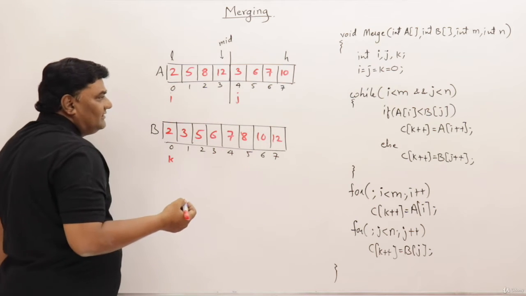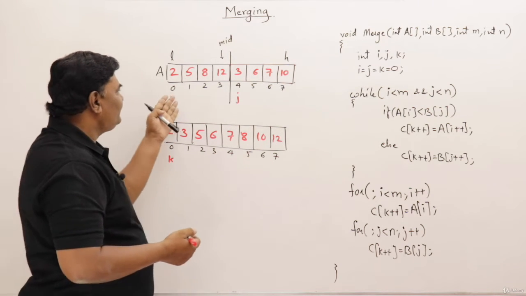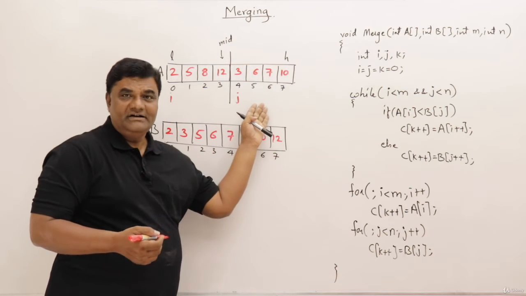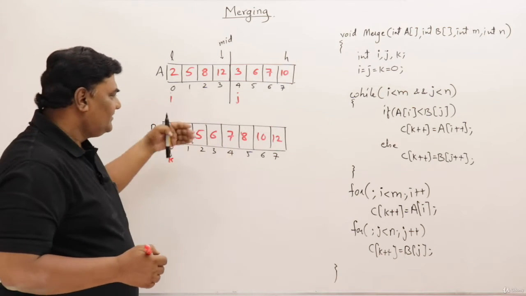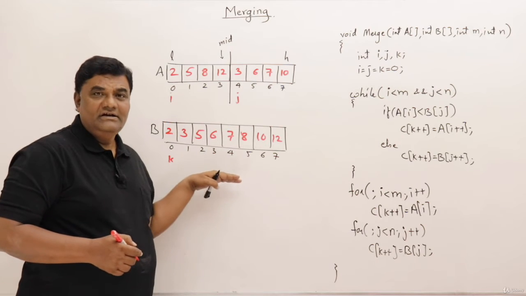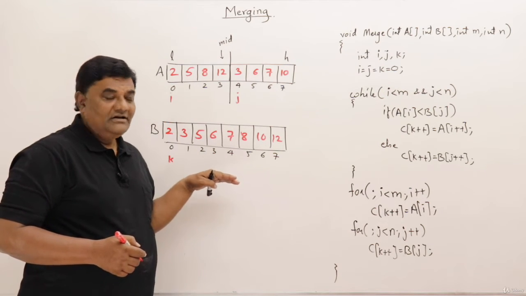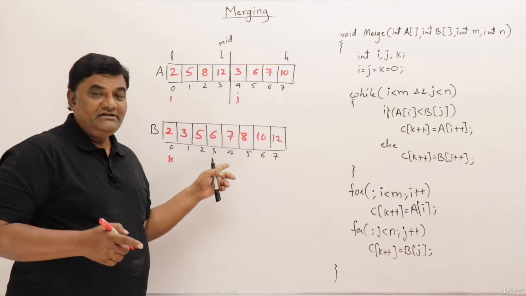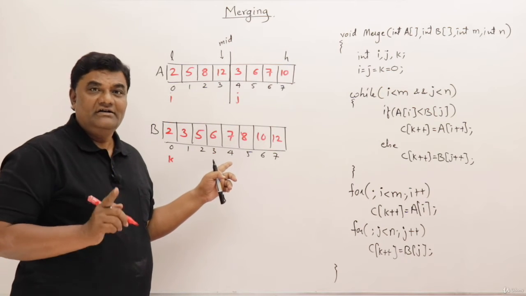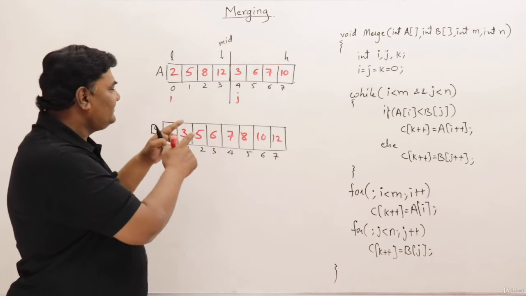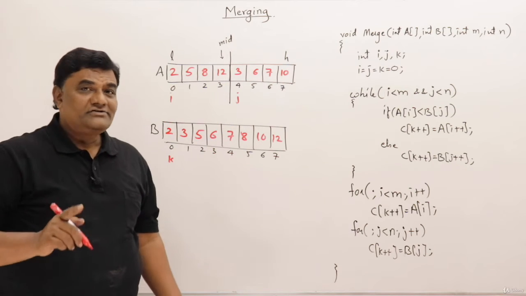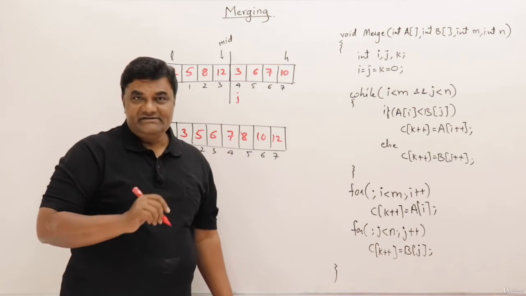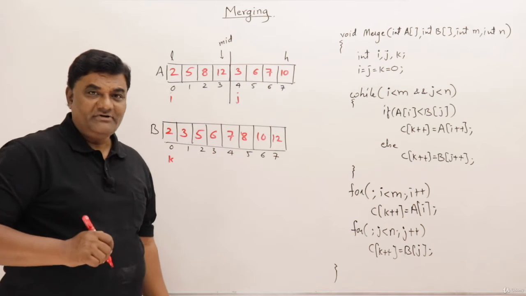Copy this element. So the same process, assume this is array A, array B, but actually they are in the same array. So list 1 and list 2 are merged and we got the result in array B. So for merging, we definitely need an extra array. We cannot merge and store the result in A itself. It is not possible. So merging is not in place. We need extra space for merging.